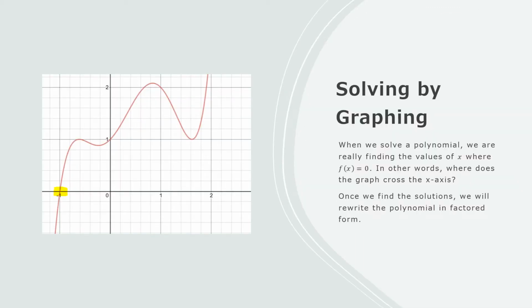So when we say solve a polynomial by graphing, what we're really trying to find is where does the graph of the polynomial cross the x-axis, or for what values of x does f of x equal 0. So here's an example of a polynomial. It's really wild above the graph, but notice it crosses right there at -1. So that is your root or your solution, x equals -1.